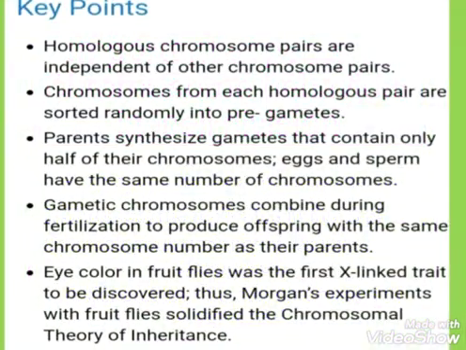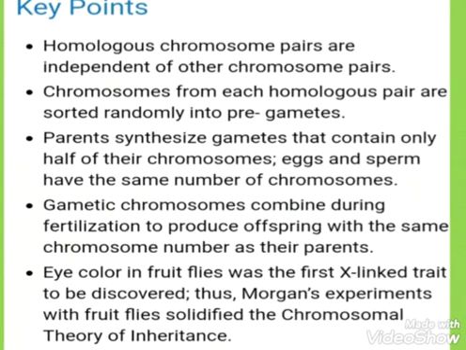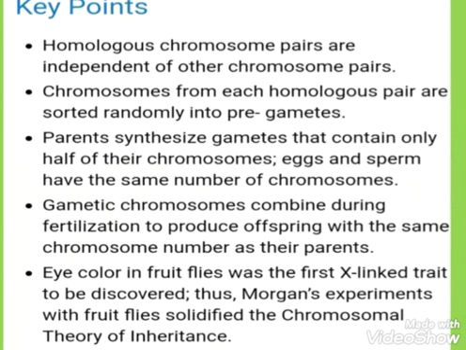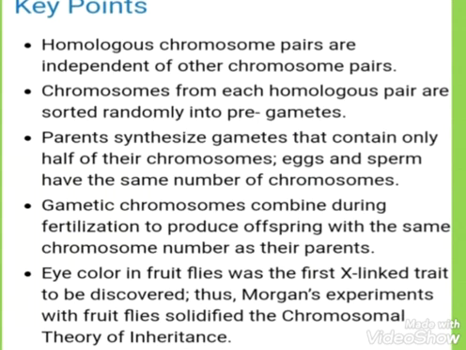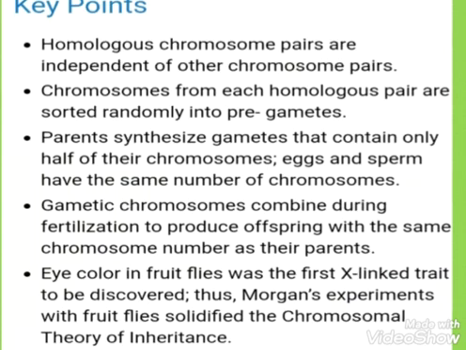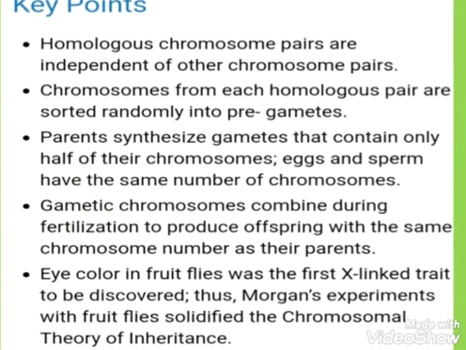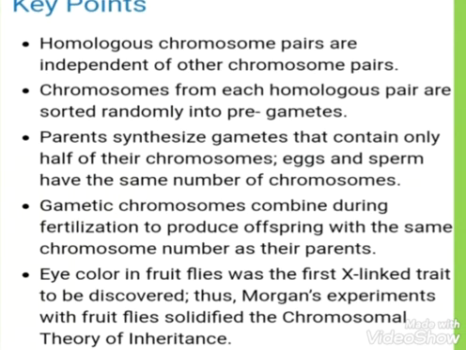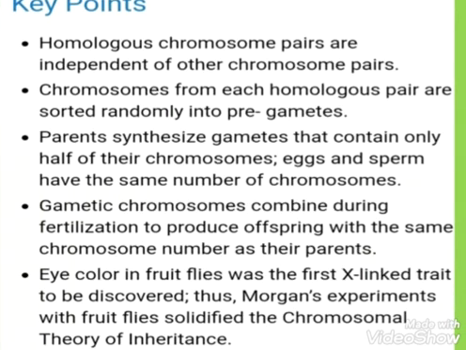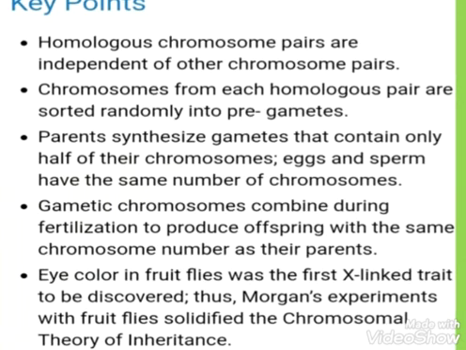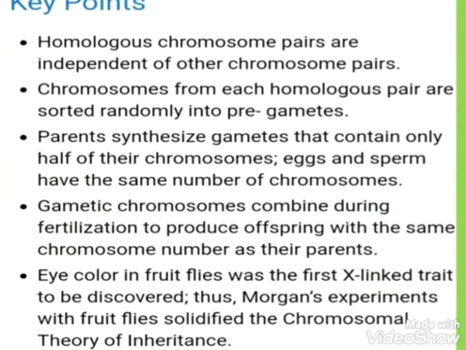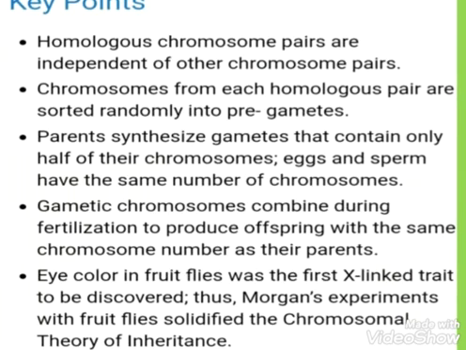So, the key points of the chromosomal theory of inheritance are given in this slide. Homologous chromosome pairs are independent of other chromosome pairs. Chromosomes from each homologous pair are sorted randomly into pregametes. Parents synthesize gametes that contain only half of their chromosomes. Eggs and sperm have the same number of chromosomes. Gametic chromosomes combine during fertilization to produce offspring with the same chromosome number as their parents.